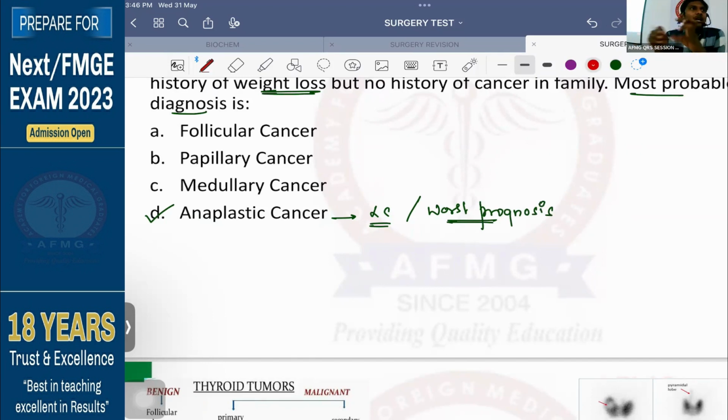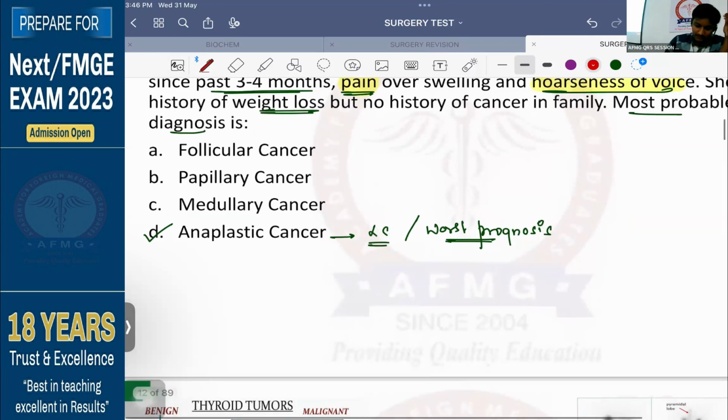You are not able to make out any cell properly. That is what is lack of differentiation, or anaplasia. And therefore, any type of anaplastic cancer, not only in thyroid, will have the worst prognosis. ठीक है. तो अगर और कहीं समझ नहीं आ रहा, worst prognosis है, तो usually it can be anaplastic. ठीक है. That's the important.